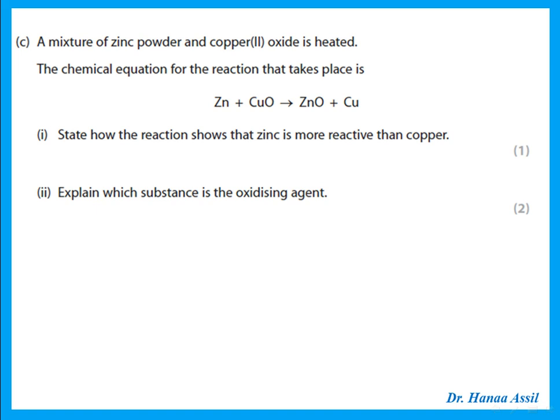Now, if we say that zinc reacted with copper oxide and the zinc displaced the copper, then the zinc is more reactive than copper. If the zinc was not more reactive than copper, there will be no reaction. So the fact that the zinc was able to displace the copper to form zinc oxide and the copper metal was formed at the end, that means that zinc is more reactive than copper.